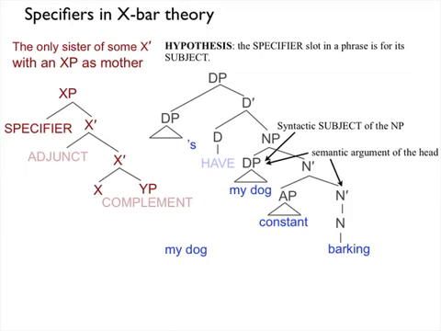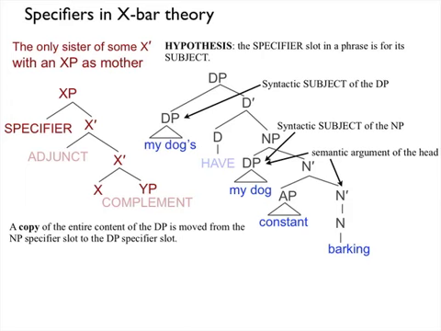My dog, which is the subject of the NP, needs to be copied. Here's one way of thinking about it. Copy that and put it in the subject of the DP slot as well. You actually don't even have to think of this as being a transformation. That's the way it's typically thought of. But you could also just say, in this situation, my dog is both the syntactic subject of the whole thing and the semantic subject of the NP. So you could just say it occupies both places, right? There are different ways of thinking of this.